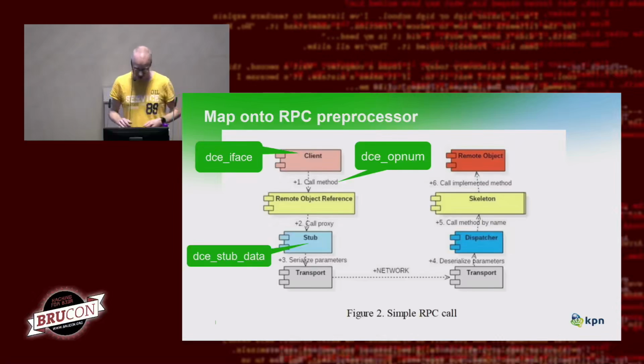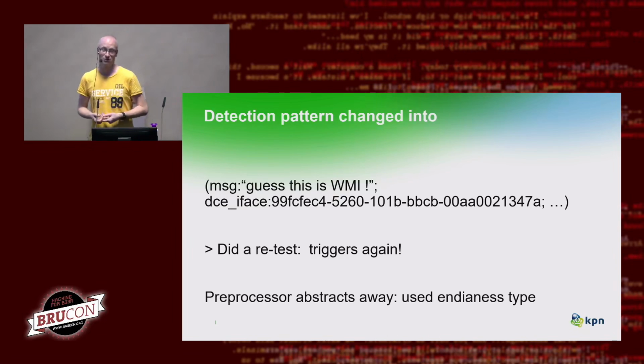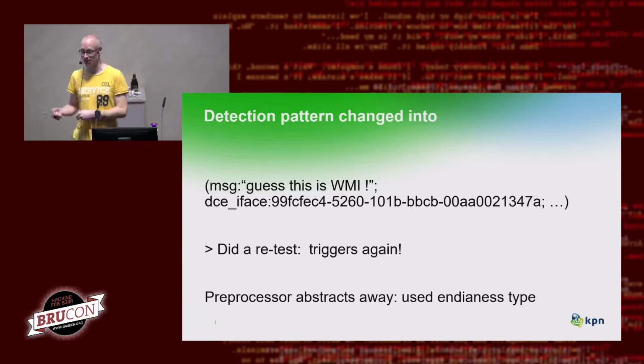Now if we map most of these steps onto specific patterns the IDS is capable of searching for, I would come up with this. It's the interface number, the operation number, which matches the method, and the stub data. So that made me transform my latest version of the rule into this. As you can see, this is far more readable. And as I expected when I conducted the test, the rule triggered again. And as an additional advantage, there's no reason to worry about whether it's big endian or little endian, because the interface identifier can be presented as little endian or big endian. So that would save me from writing an additional rule.